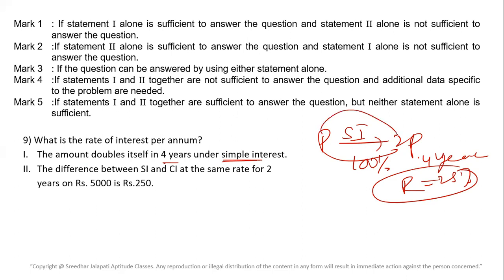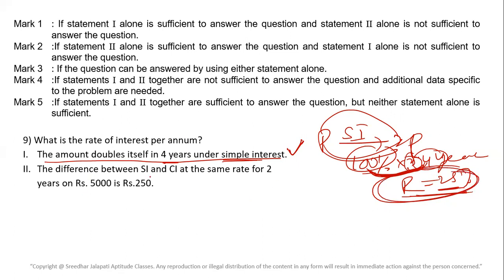If P rupees has become 2P, then it is increased by 100% in 4 years. So in 4 years, to achieve 100% growth, 4 has to be multiplied with 25. 4 into 25 will give you 100%. So rate of interest is 25. That means statement 1 alone is sufficient to find the rate of interest. From the first statement, we are able to find the rate of interest. We got it as 25%, but we don't care how much it is, we are able to find it.